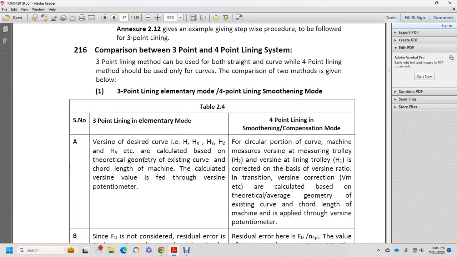The circuit portion of the curve: the machine measures the versine line, measures the travel with the versine line of the trolley, and corrects with the measured versine line ratio for the transition versine line. The correction versine line maximum is calculated based on the theoretical average of the geometry, and the existing curve chord length of the machine is applied through the versine line pentameter.